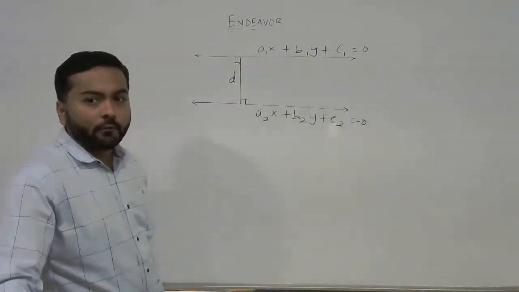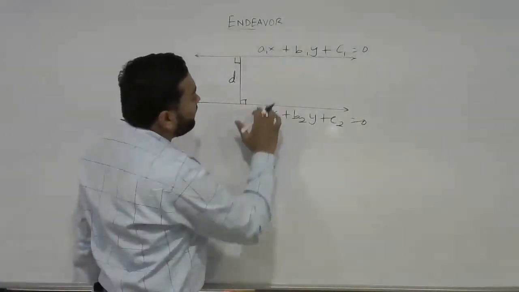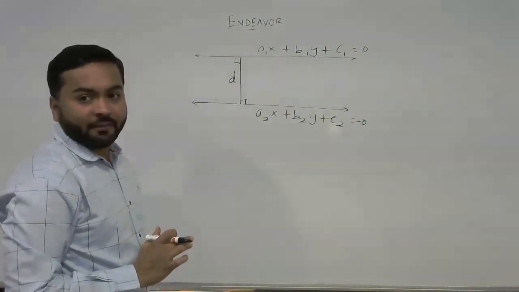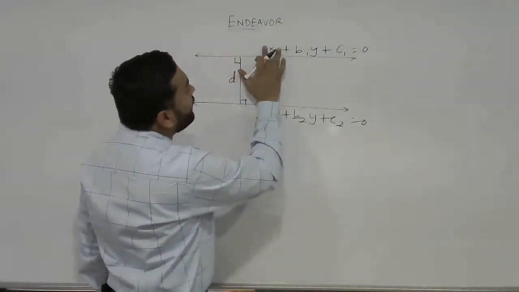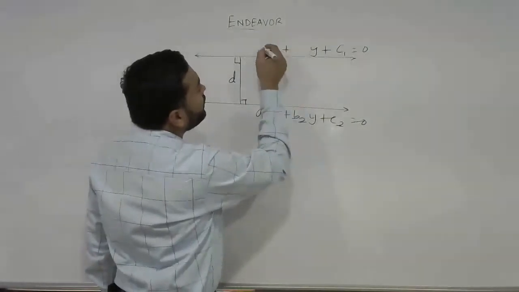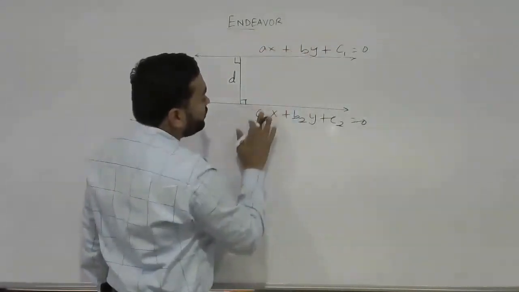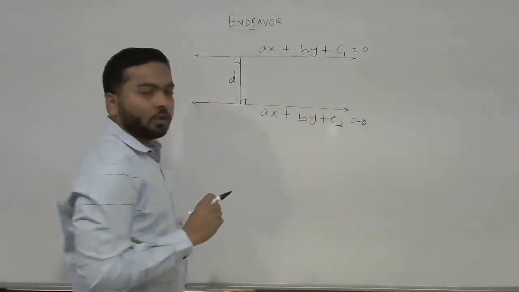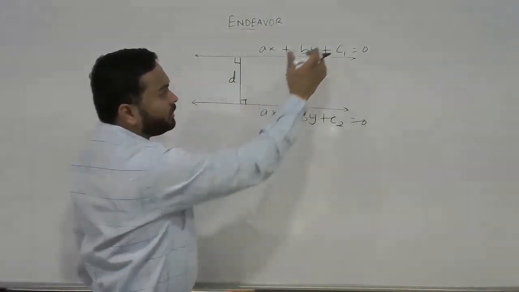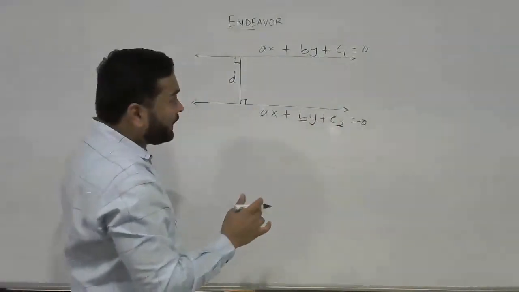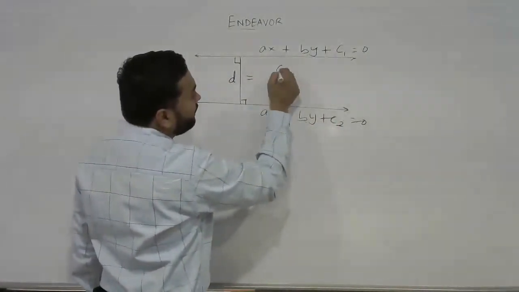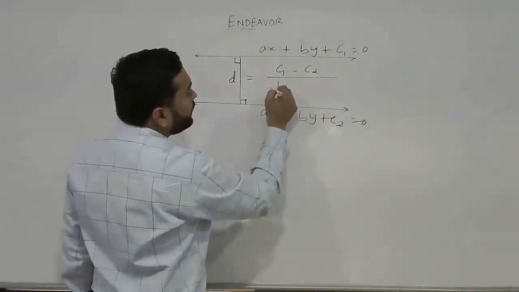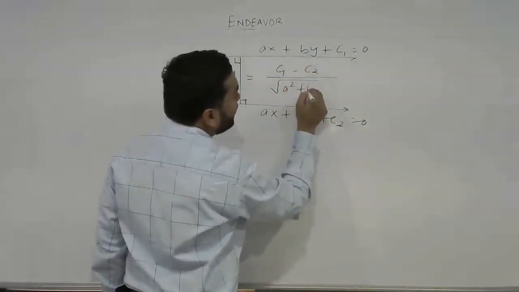So first of all, what you have to do is try to make this a1 and a2 equal. Let's say by multiplying, we make this a and we make this b, and here also we make this a and we make this b. Okay, and let this be c1 and let this be c2. Then the distance d will be given by c1 minus c2 upon under root of a square plus b square.